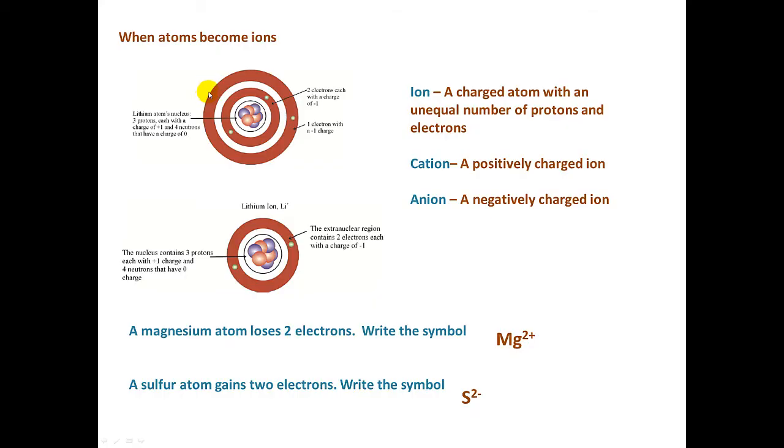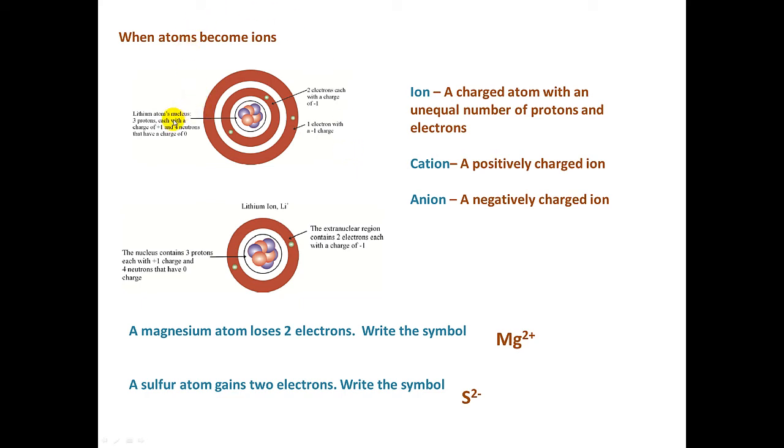Let's take a look at what happens when atoms lose or gain electrons. When an atom loses or gains an electron, it becomes an ion. So let's take a look at the definition of an ion. An ion is a charged atom with an unequal number of protons and electrons. Recall that a neutral atom has an equal number of protons and electrons.